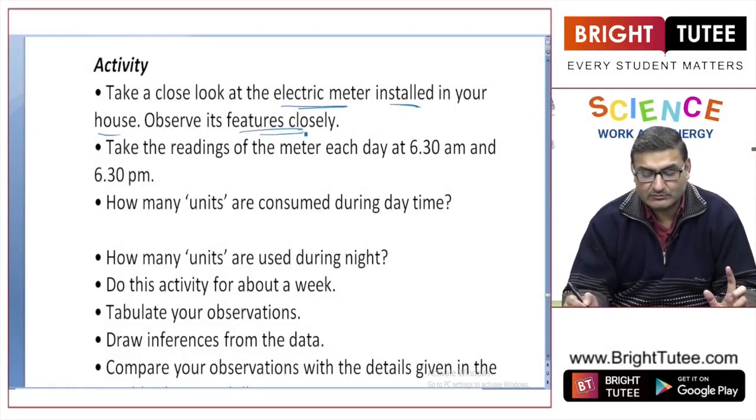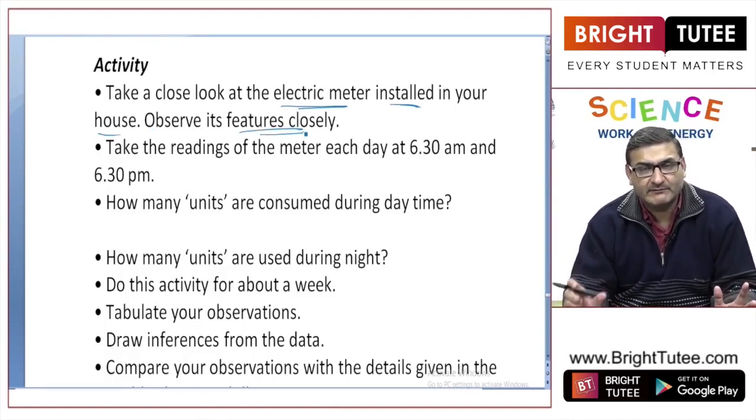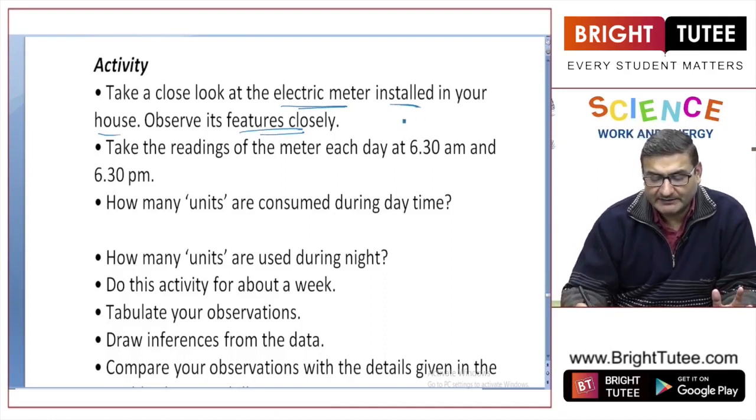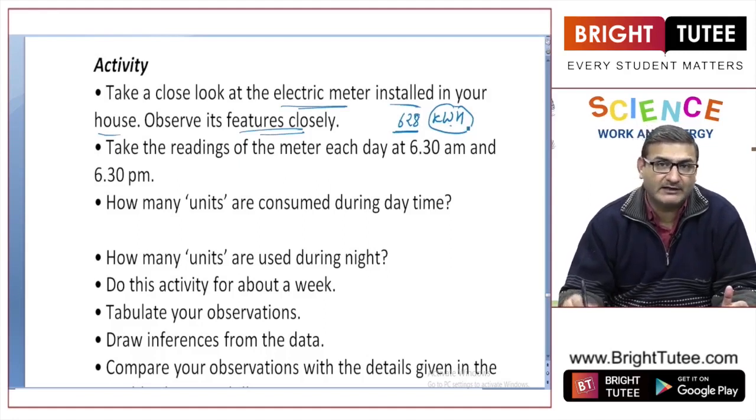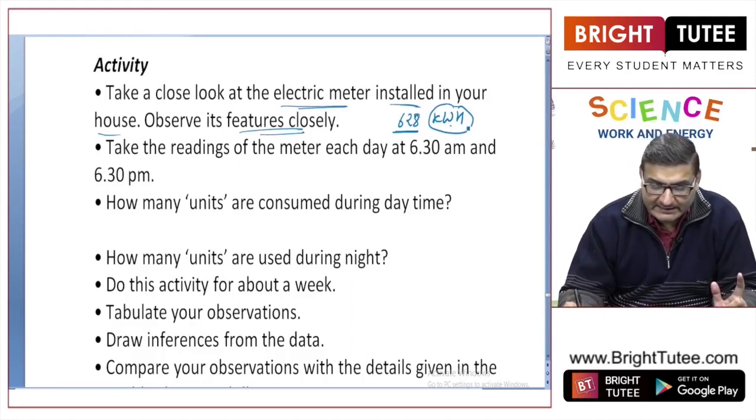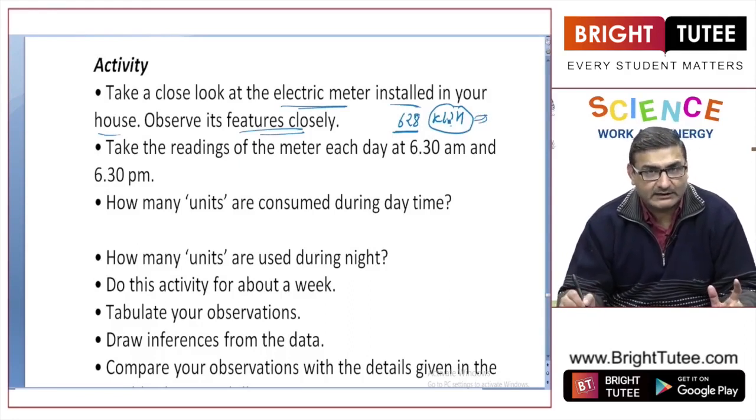Got it? Now there is an electric meter installed in your house. Observe its features closely. When you see it in your houses, it will blink and give you various values, the date and then some meter reading and other things also. Now there will be a reading, for example, 600 to 28 kWh. Wherever this kWh is written after some number, this is exactly the electrical energy consumed by you, right?